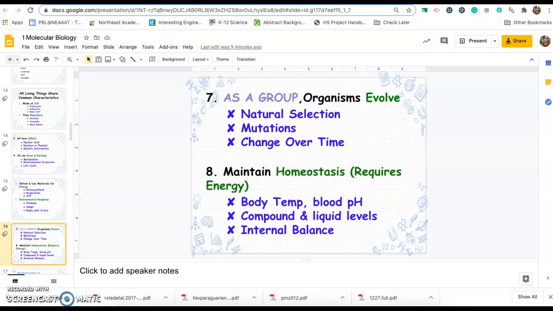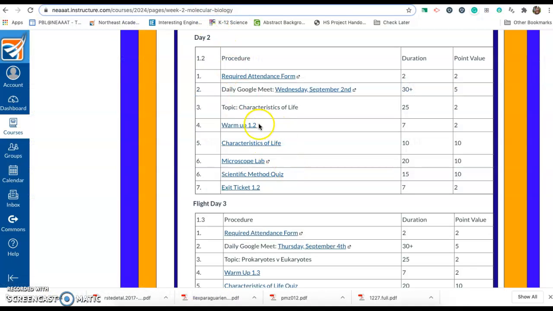Looking over the material for today, characteristics of life, there's a warm-up and an exit ticket. This graphic organizer, which can be used in place of taking notes today. A microscope lab, which is a virtual activity, and a scientific method quiz.